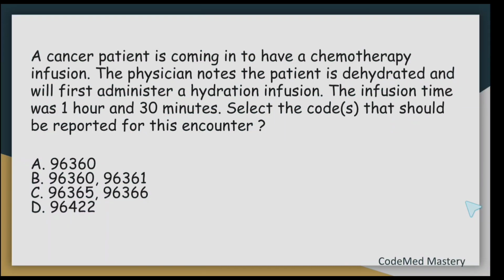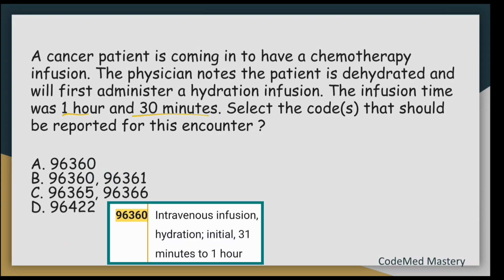Next question. A cancer patient is coming in to have a chemotherapy infusion. The physician notes the patient is dehydrated and will first administer a hydration infusion. The infusion time is 1 hour 30 minutes. So select the code that should be reported for this encounter. Let us check the options. 96360. 96360 is for intravenous infusion hydration initial 31 minutes to 1 hour. Okay, and in option B, they have mentioned 96360 with 96361. So 96361 is for each additional hour.